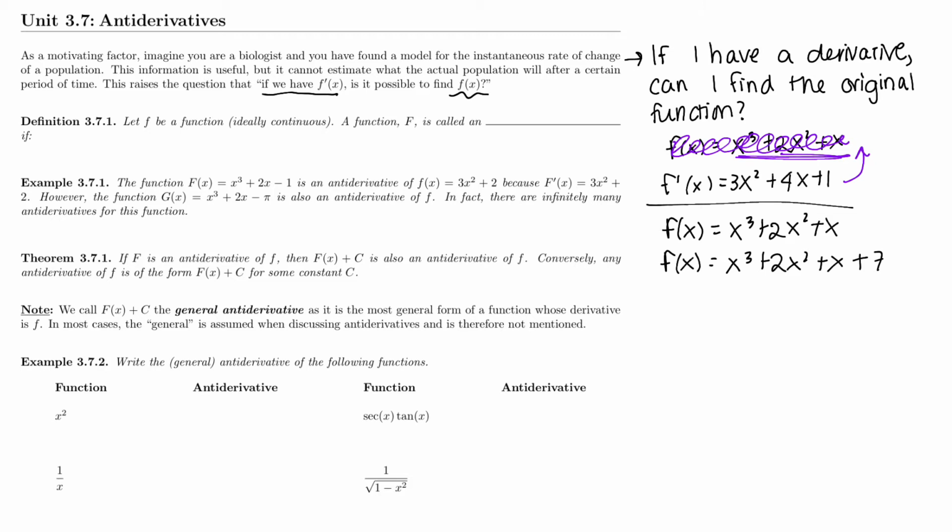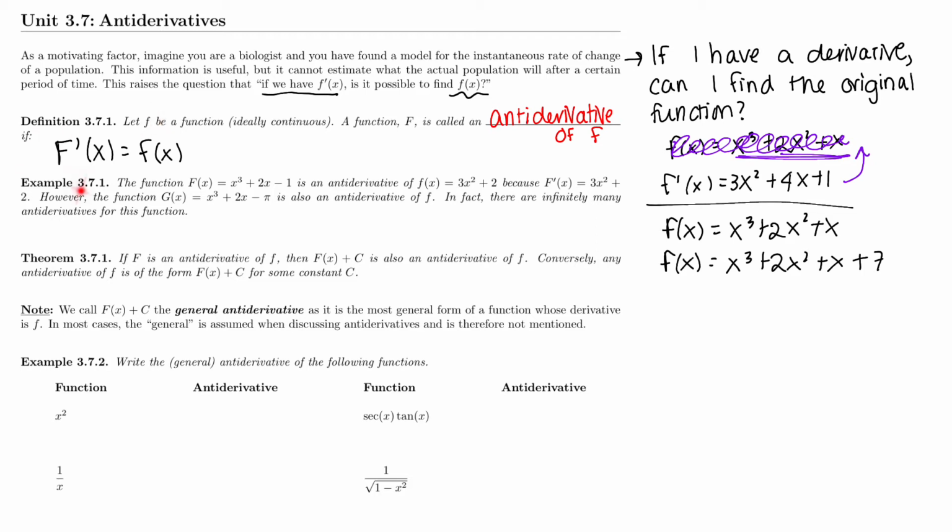What's the function that gave me this derivative is what an antiderivative is. So if you have a function, capital F, we typically use capital F's for antiderivatives. If you have capital F, it's an antiderivative of the function f if, when you take that antiderivative's derivative, you get the original function back.